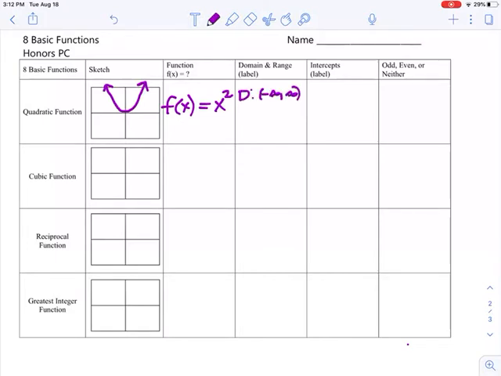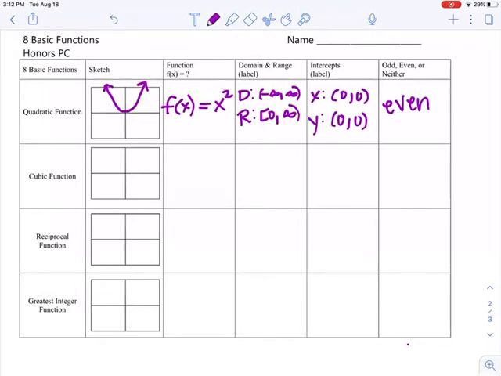Okay, well now let's look at that graph. The domain is all real numbers and the range is 0 to infinity. Okay, when we look at x and y intercepts, it looks like the origin is both the x and the y intercept. It's the only one there is. And then we can look at the symmetry. It looks like we're symmetric about the y-axis, so we know that this is an even function.